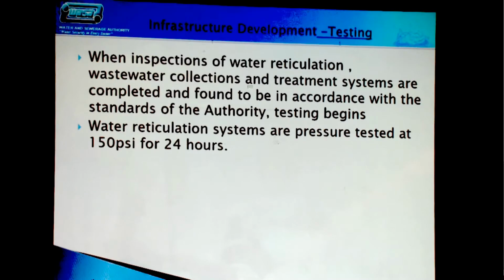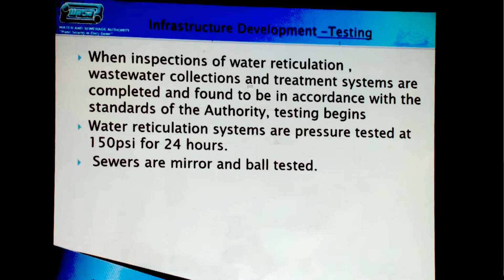Right. So we pressure test the water reticulation system at 150 psi for a 24-hour period. This is to determine whether there are leaks in the system. The AWWA standard stipulates 2 hours as satisfactory, and then we do our water loss calculation based on that. We utilize that more for smaller systems where we could get it done in a faster way. Sewers are mirror and bowl tested. We may do a flow test to determine the gradient and the suitability of it.